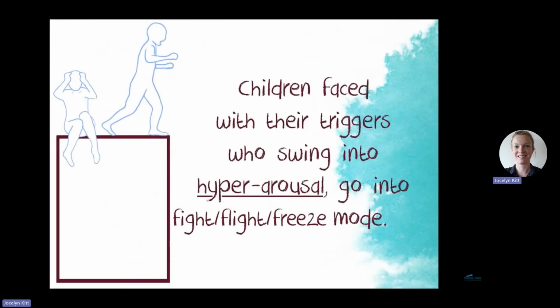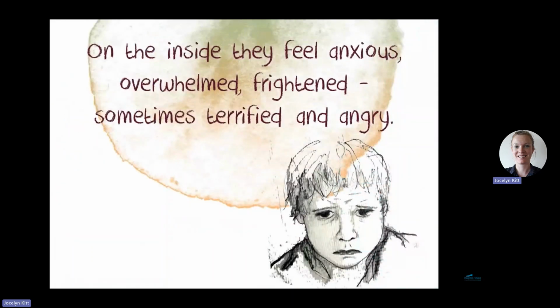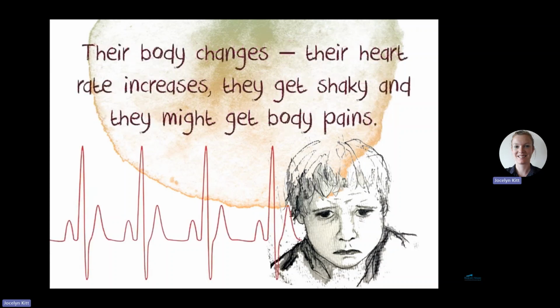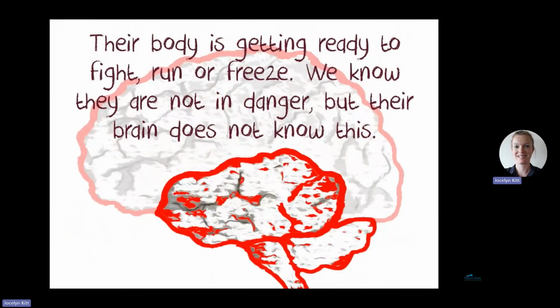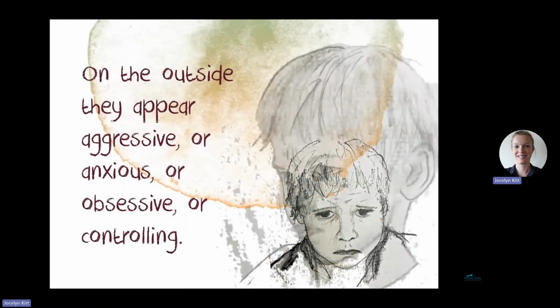Children faced with their triggers who swing into hyperarousal go into fight, flight, freeze mode. On the inside, they feel anxious, overwhelmed, frightened, and sometimes terrified and angry. Their body changes. Their heart rate increases, they get shaky, and they might get body pains. Their body is getting ready to fight, run, or freeze. We know they are not in danger, but their brain does not know this. On the outside, they appear aggressive or anxious, or obsessive or controlling.